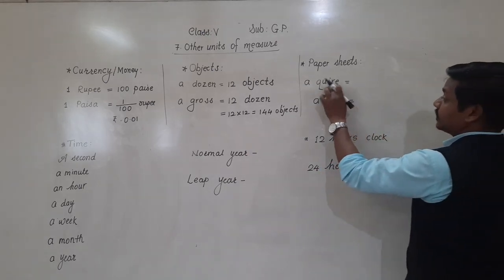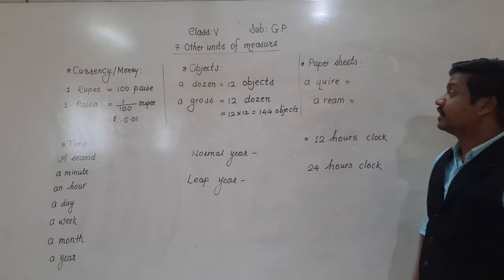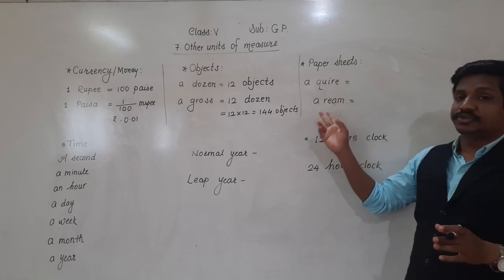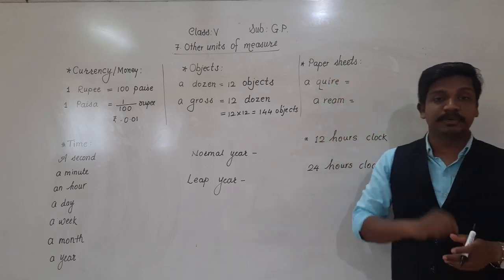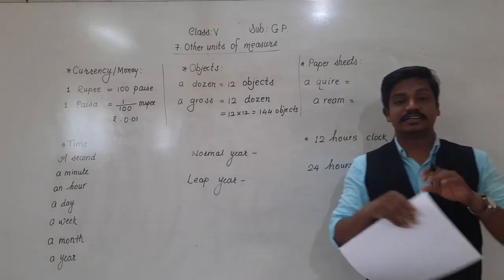We have a quire and a ring. Now a quire means how many sheets of paper? Before learning this unit, let me explain. A sheet of paper means what actually? See, here I have a sheet of paper.